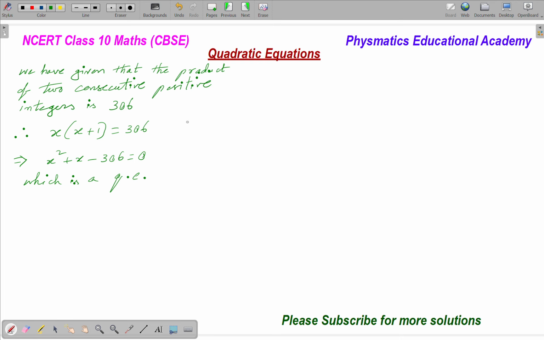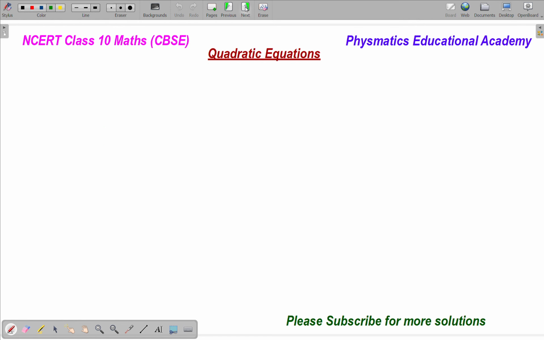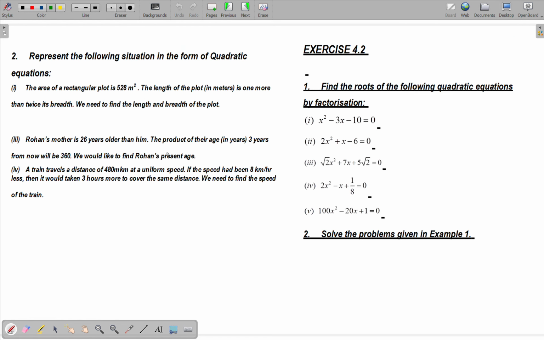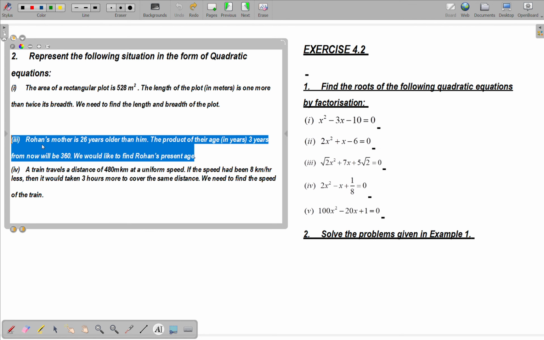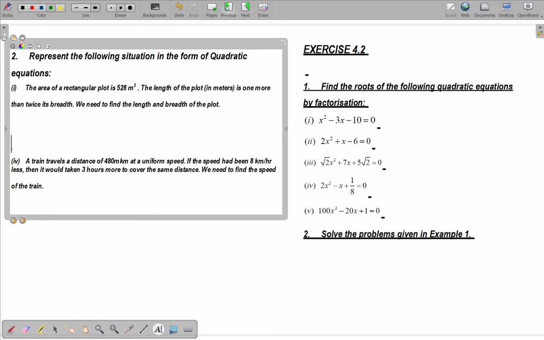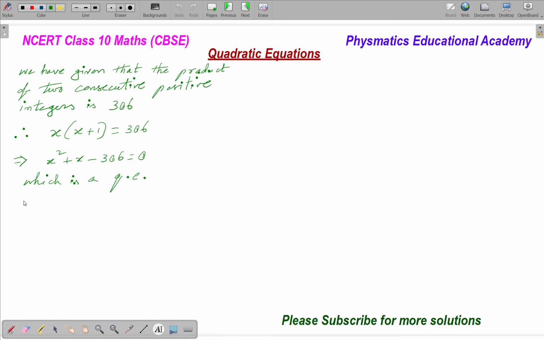Now coming to question number 3. Rohan's mother is 26 years older than him. The product of their ages in years 3 years from now will be 360. We would like to find out Rohan's present age. Now let us copy this question and solve it.